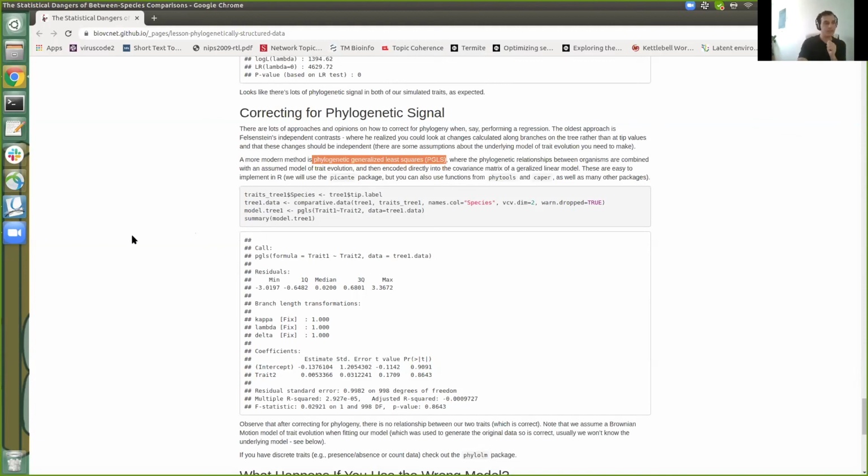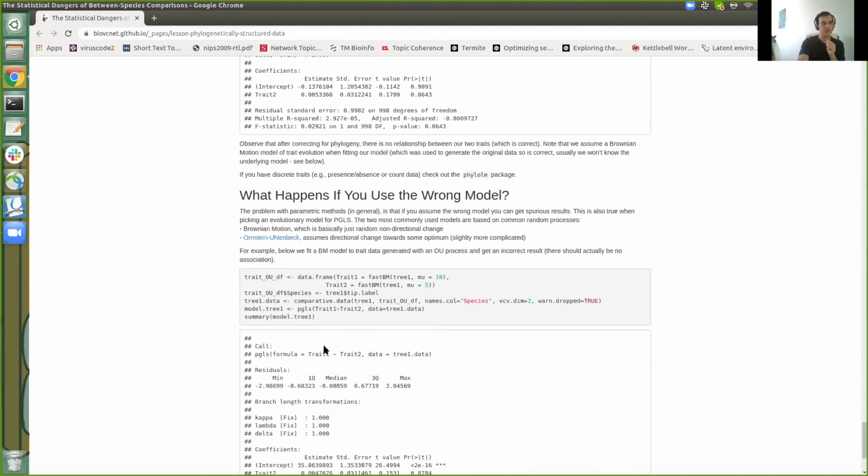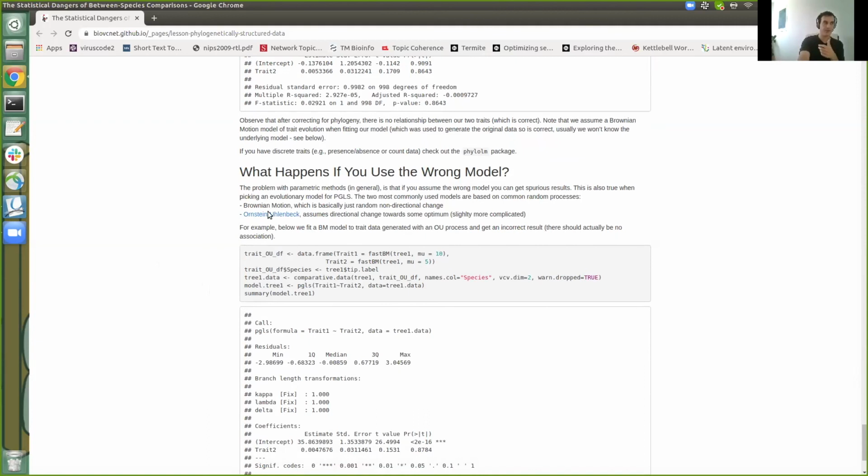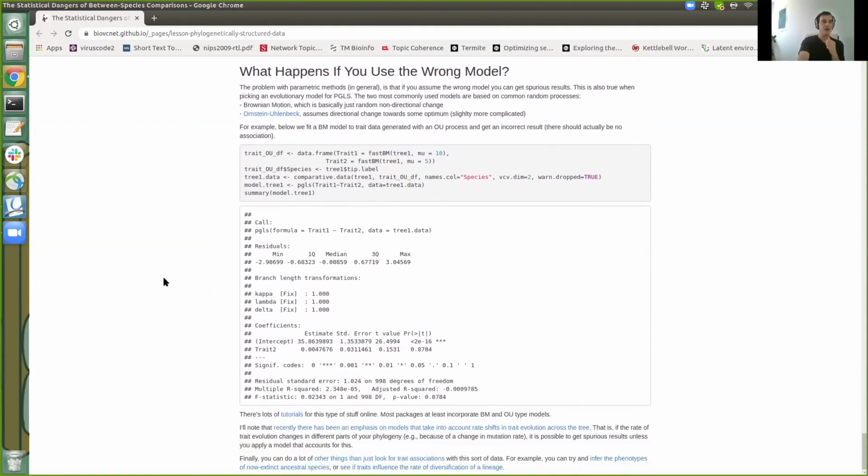I also give an example of how, if you misspecify your model, say you have a trait that's evolving by an OU model, but you use a Brownian motion model in your statistical analysis, you can also end up with a spurious result. I give an example of how that can happen.